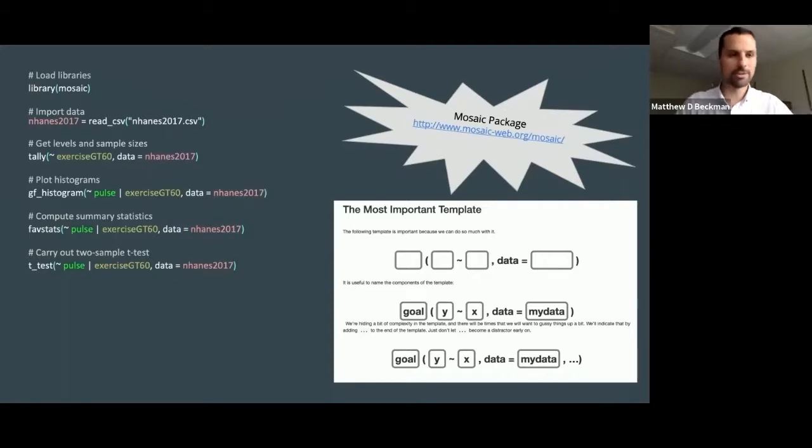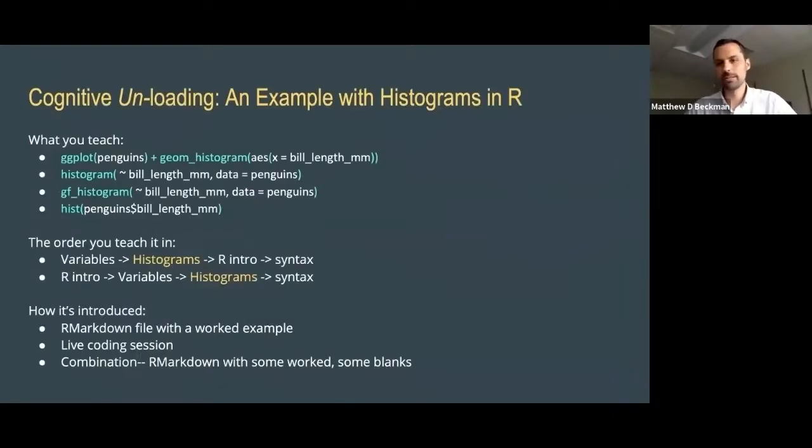But in the plot histograms, we're using gg formula to plot histograms. We're then computing summary statistics with favstats and then carrying out the 2 sample t-test with t_test. So we're using the consistent syntactic structure here to direct students' attention where we think it's most important for them for the purposes of the learning objective. So those are different paradigms, and they could be appropriate in different types of courses.